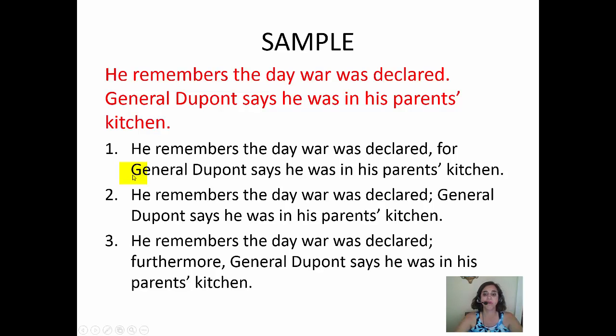He remembers the day war was declared, so General DuPont says he was in his parents' kitchen. In this case, you would remain capitalized because General DuPont is a proper noun. And you'll see the same with the example with the semicolon and with the conjunctive adverb. It remains capitalized if it is a proper noun.